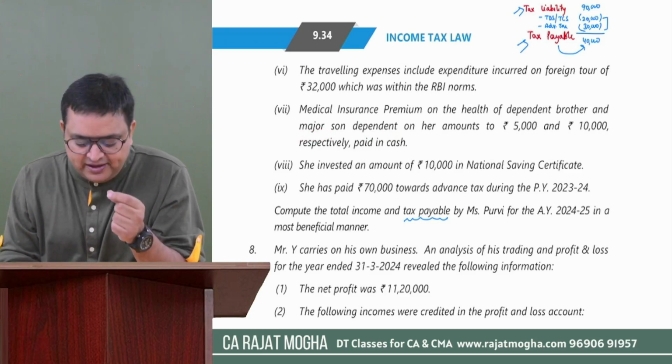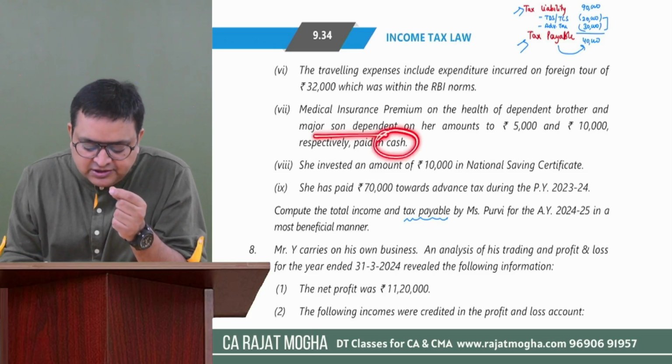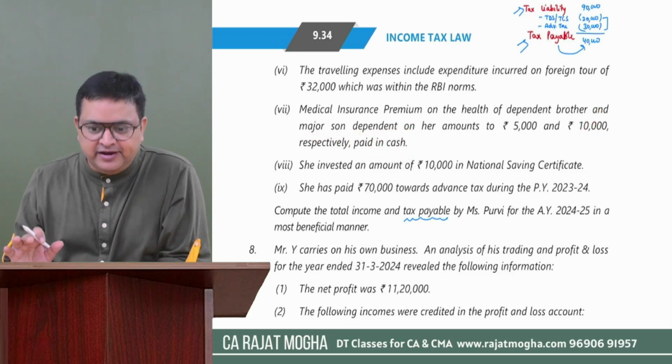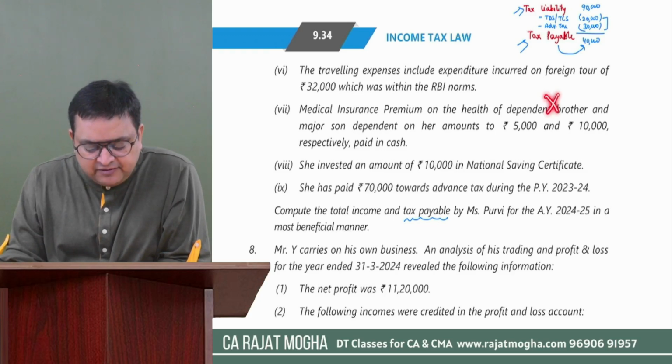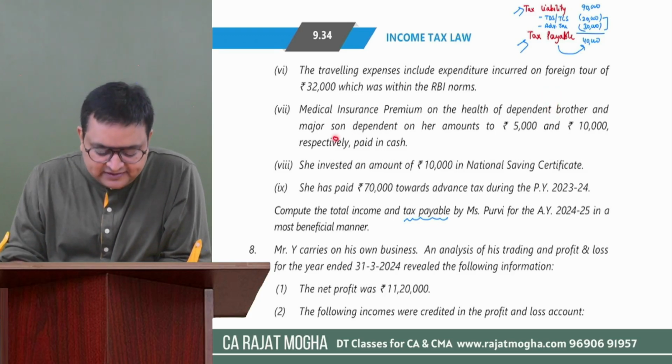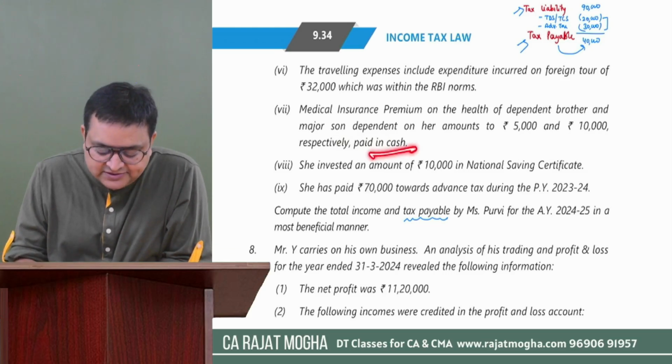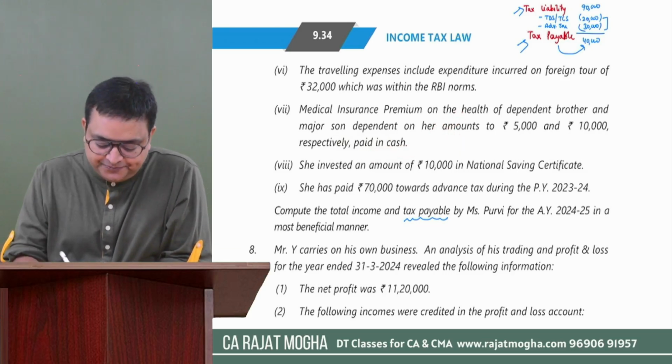But the point over here is that this is also paid in cash, so we are not going to allow this one also. So 80D deduction will not be available. Anyways, for dependent brother, we cannot allow. For dependent son, we could have allowed. But the point here is it is paid in cash. That is the reason we are not going to allow it.